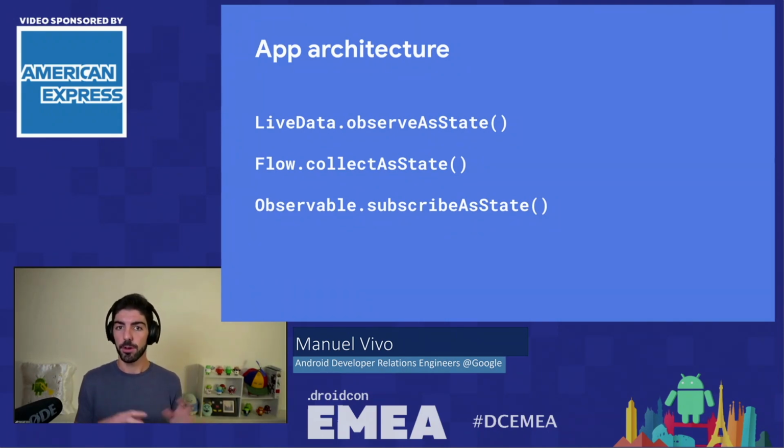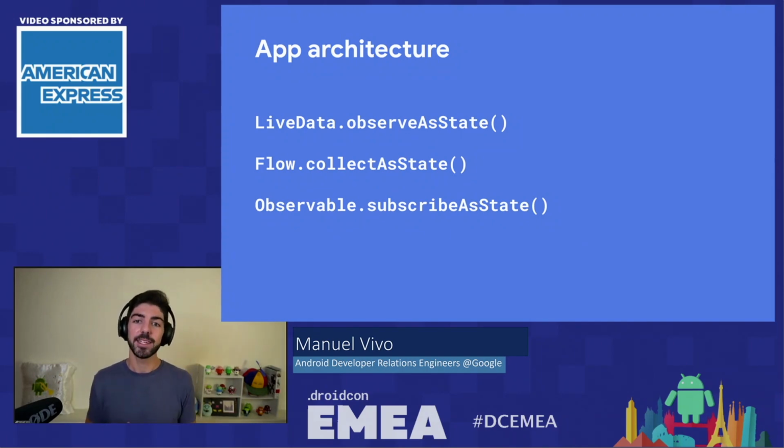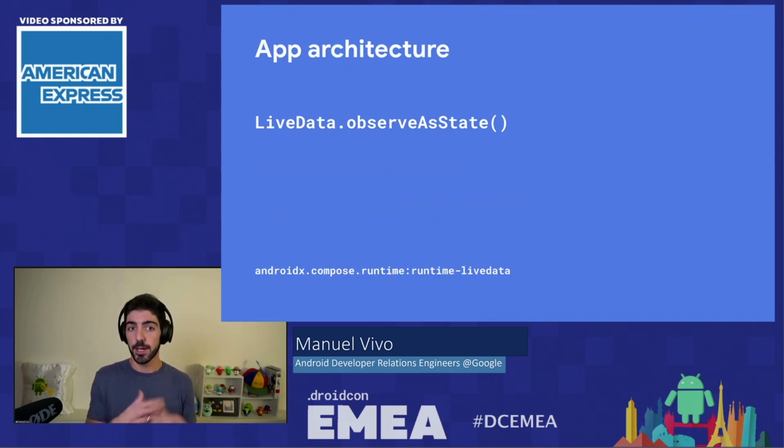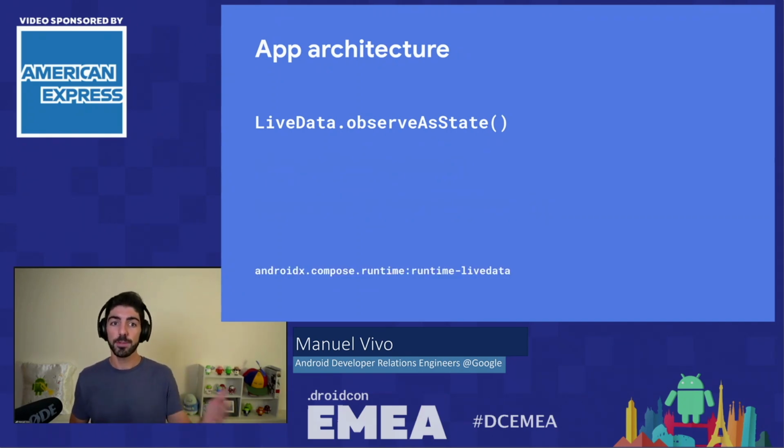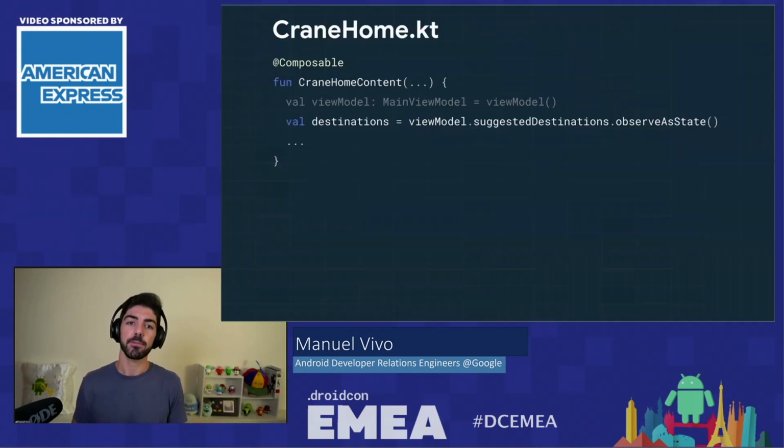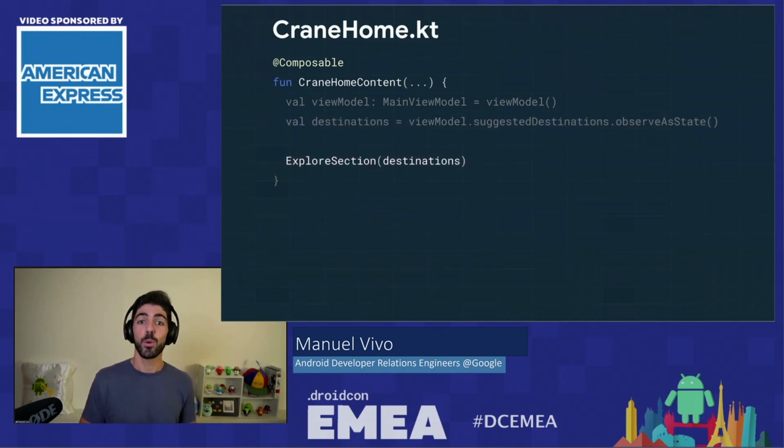And also, Compose comes with extensions for working with live data, Flow, and RxJava. Each of them is going to come in its own different artifact. And this will register as an observable and represent the values of the stream of data as a state. So every emitted value will cause a recomposition in those places where state.value is used. So in the Crane example, we are going to use the live data observe as state extension function. And as I was saying, it comes in the runtime-livedata artifact. So now, because our main view model exposes our live data, we can grab the suggested destinations and start observing it using observe as state. And in this case, whenever we pass this destination state to another composable, it will recompose when reading the state, the state.value field.